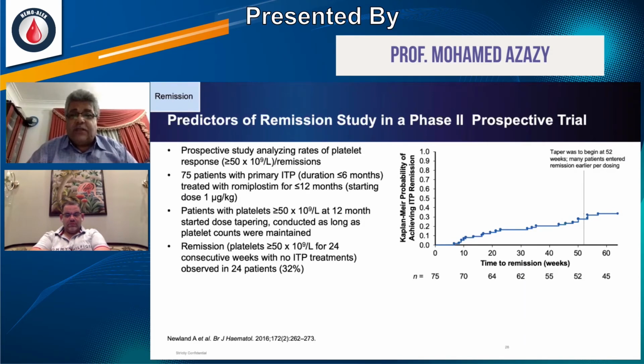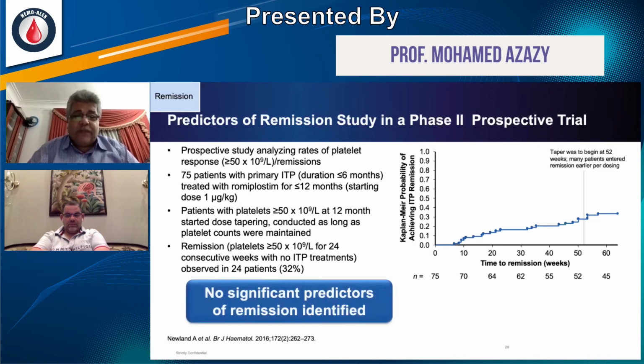A prediction of remission study, a phase 2 prospective trial, showed that platelet response rates were higher for those with platelet counts of more than 50 x 10^9/L, 75% with primary ITP, and for those who were in remission. No significant predictor of remission was identified in the studied patient group when they were followed for more than 60 weeks.